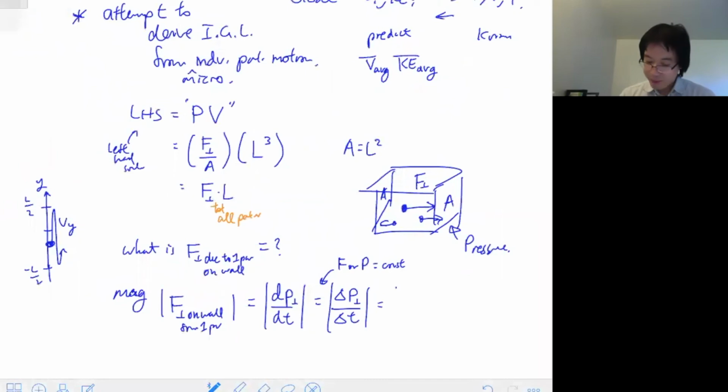Okay, so what does delta mean? You know very well that it means the final momentum minus the initial momentum, over delta T. So p is momentum. Don't get that wrong. This is little p for momentum, not capital P for pressure.